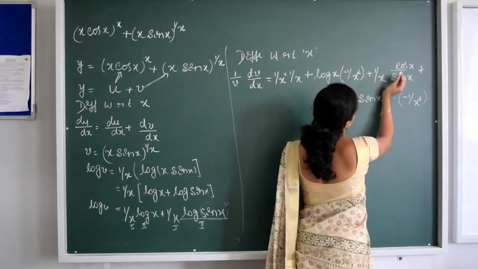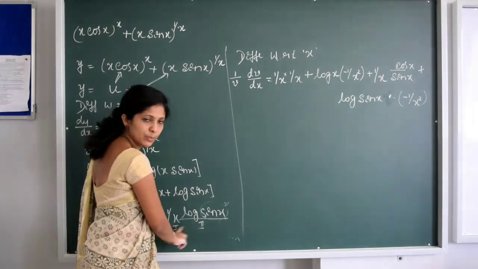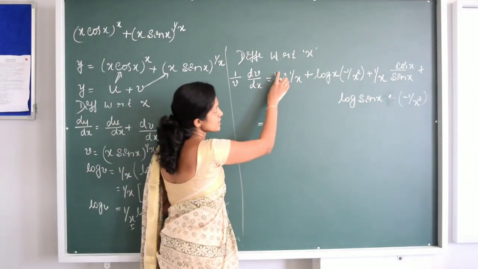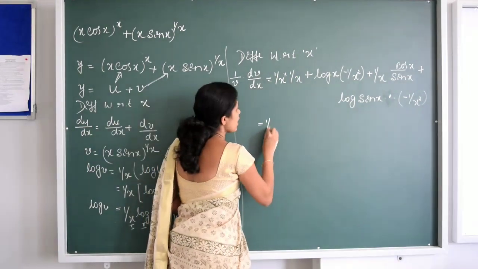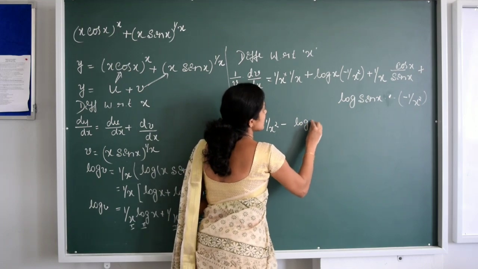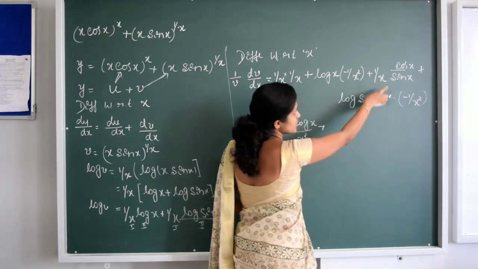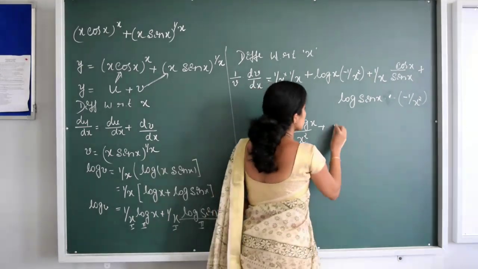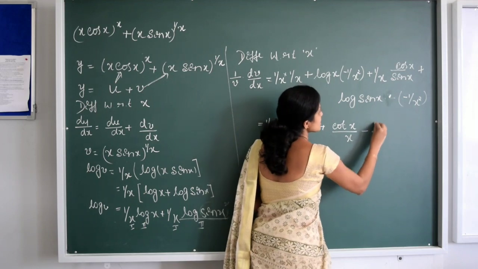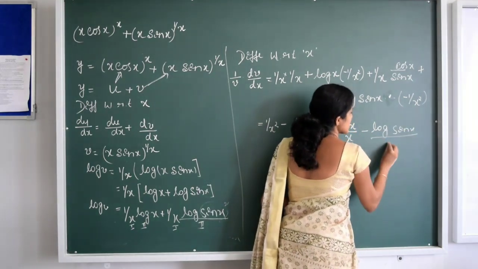Sorry, it is product, right? So we kept log of sin x as it is. Derivative of 1 by x will be minus 1 by x square. Now we need to simplify this. 1 by x into 1 by x will be 1 by x square, minus log x divided by x square, and plus, so this is cos x by sin x will be cot x. So this is now cot x divided by x minus log of sin x divided by x square.